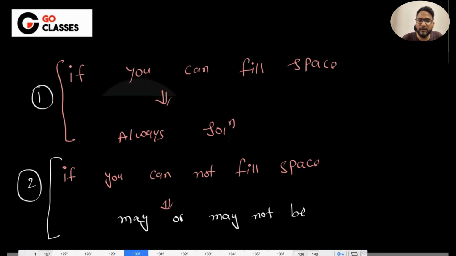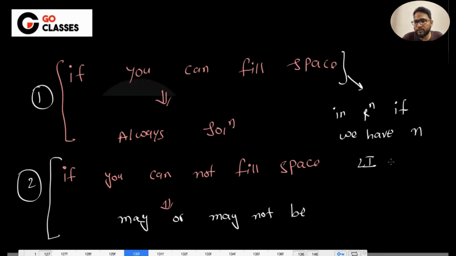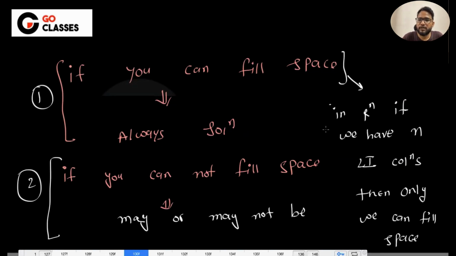How can we know if it is filling the space or not? Can anyone answer this question from Harsh? Harsh is asking how we can know whether we are filling the space or not. See, it depends. In Rn, if we have n linearly independent columns, then only we can fill the space. Otherwise, we cannot fill the space. We need n linearly independent columns.